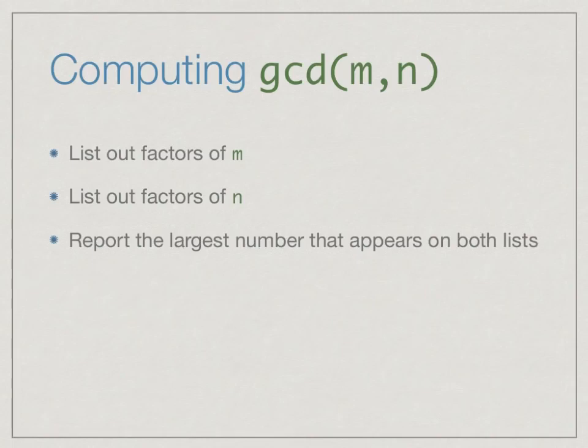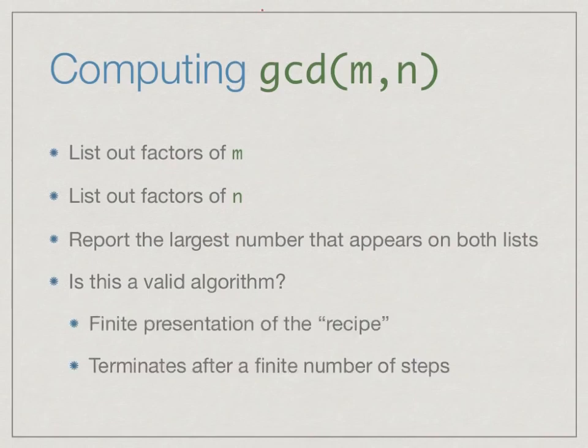Now, the question is, does this constitute an algorithm? Well, at a high level of detail, if we think of list out factors as a single step, what we want from an algorithm are two things. One is that the description of what to do must be written down in a finite way. In the sense that I should be able to write down the instructions regardless of the values of m and n in such a way that you can read it and comprehend it once and for all. So here it's very clear we have exactly 3 steps, right? So we have 3 steps that constitute the algorithm. So it's certainly presented in a finite way.